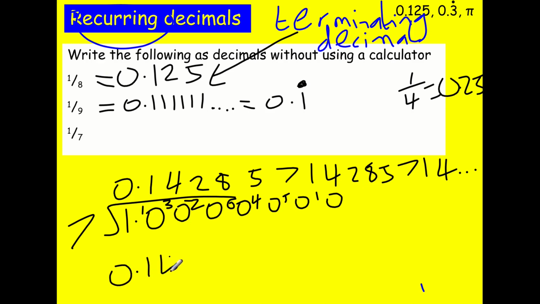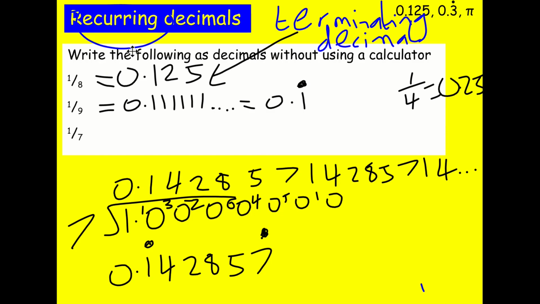We can write 0.142857, and then we just put dots above the start and end of the pattern. Okay, I hope that makes sense. So practice some more if you want and check with a calculator, but that is how you can write a fraction as a decimal, okay, using short division.